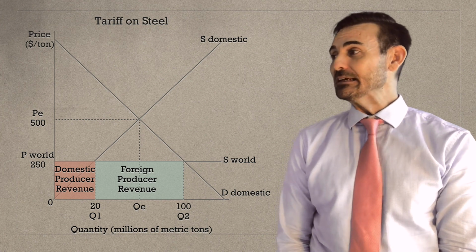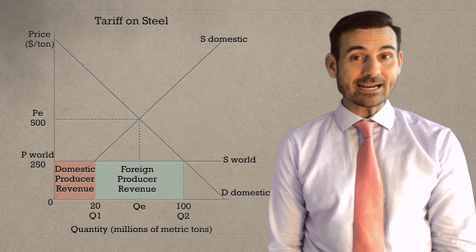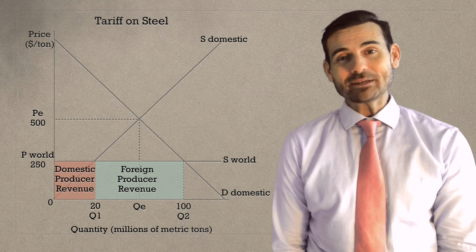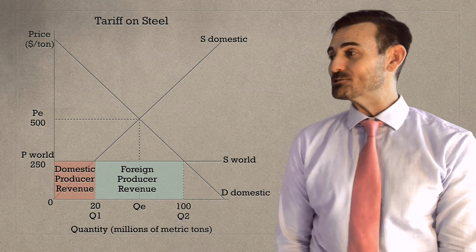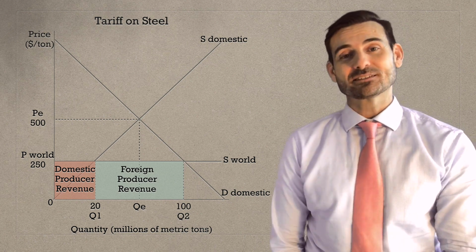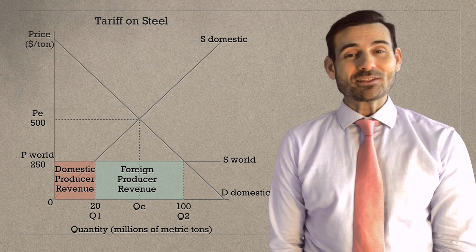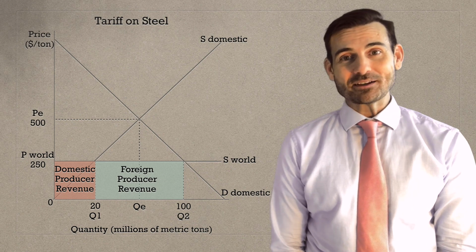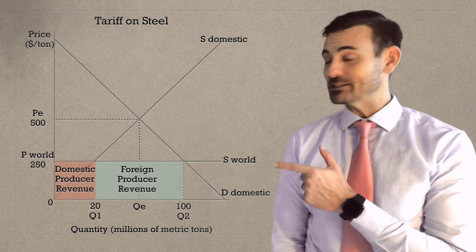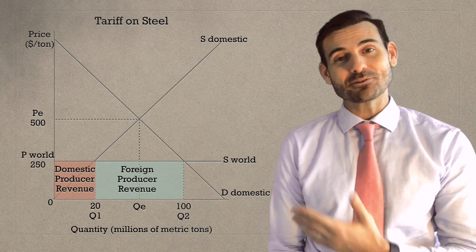To calculate the domestic pre-tariff revenue, all we need to do is take price world, 250, times the amount of steel that's produced by American firms, which in this case is 20 million. Don't forget the units.